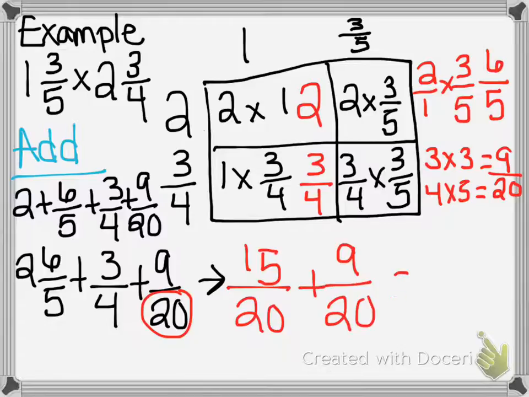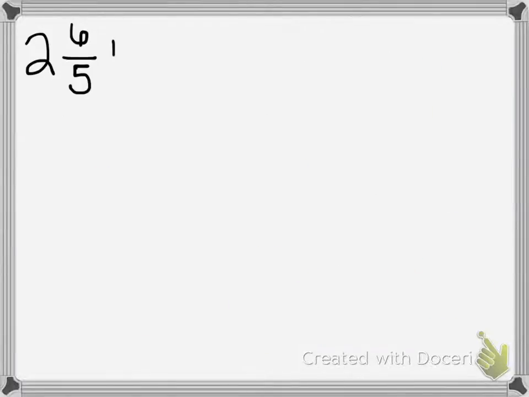2 plus 6/5 equals 2 6/5. 3/4 plus 9/20, we need to find a common denominator. Our common denominator here will be 20. It then turns into 15/20 plus 9/20. 15/20 plus 9/20 is 24/20. 24 can go into 20 one time with a remainder of 4. That gives us 2 6/5 plus 1 4/20.